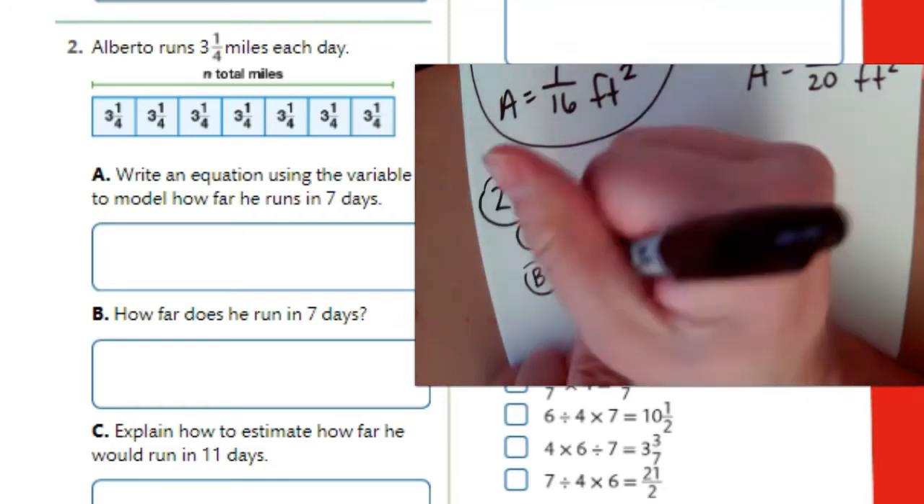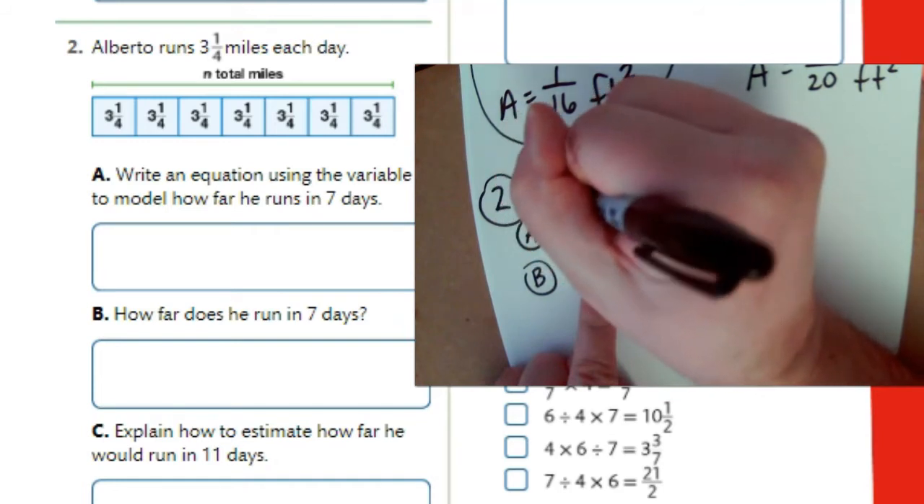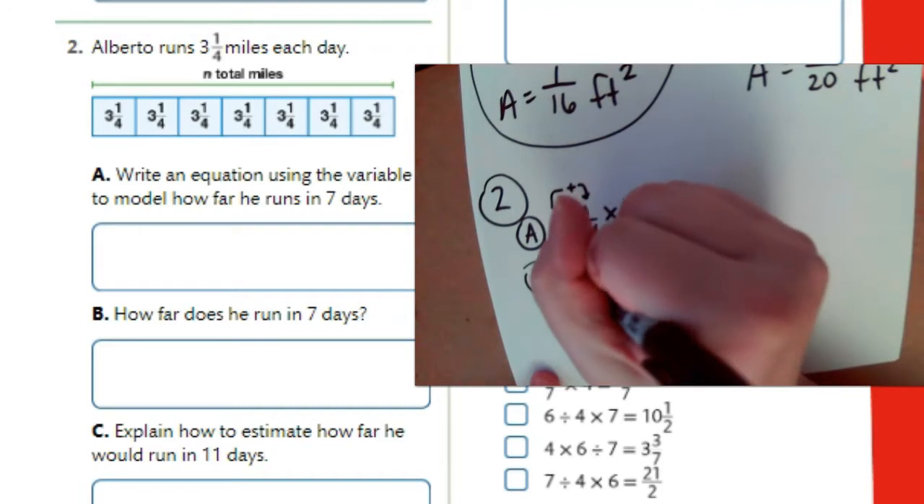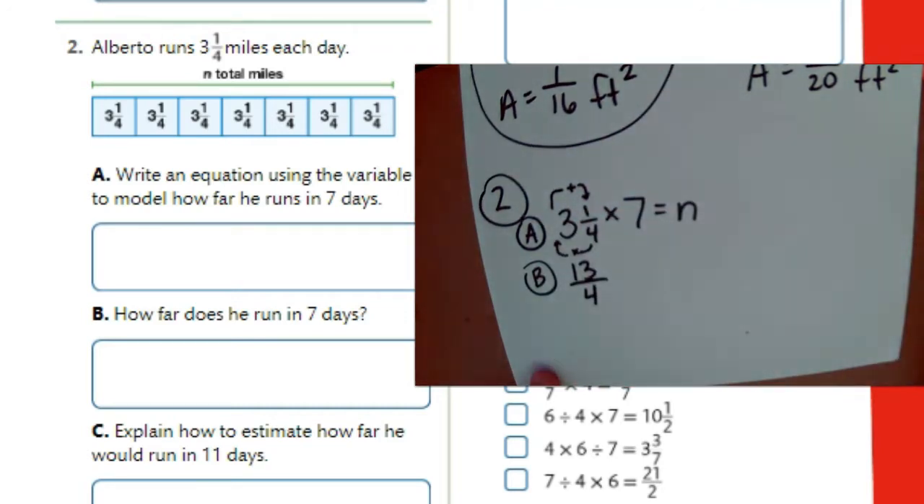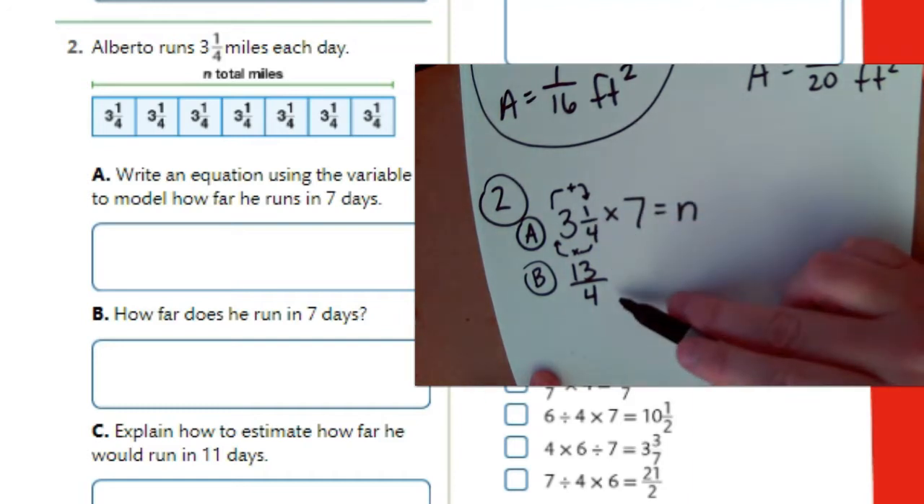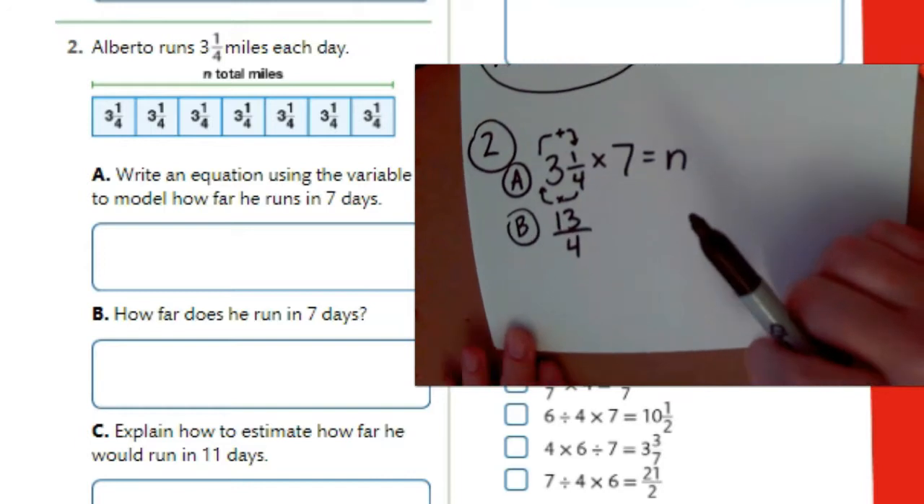I'm going to do that by taking 4 times 3 and then add 1. 4 times 3 is 12 plus 1 is 13. That's my new numerator, and the denominator stays the same. So I've taken 3 1/4, turned it into 13/4 because they're the same. It's just an improper fraction version of that mixed number.